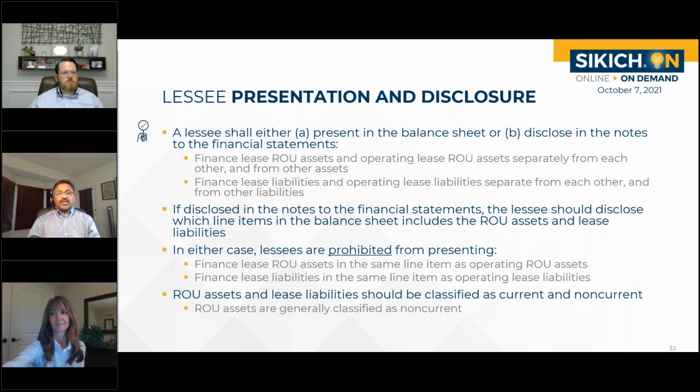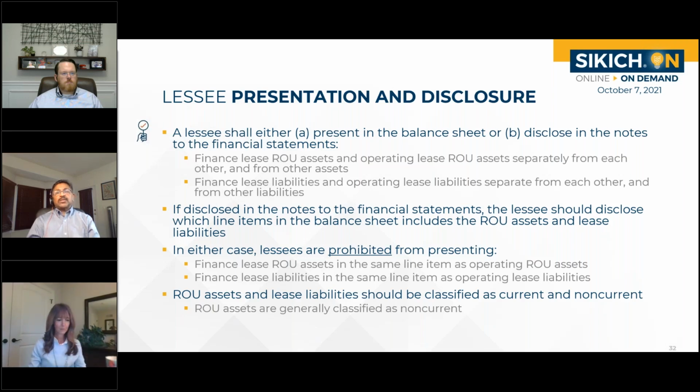So let's look at lessee's presentation and disclosure. Lessees could adopt a policy election to either present the right of use asset and related lease liability as separate line items on the face of the balance sheet, or to disclose the details in the notes to financial statements. Please note, we cannot combine the finance leases and operating leases either in the balance sheet or in the notes to financial statements. They need to be presented separately.